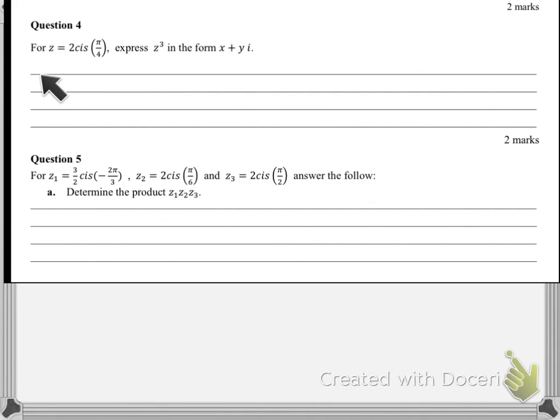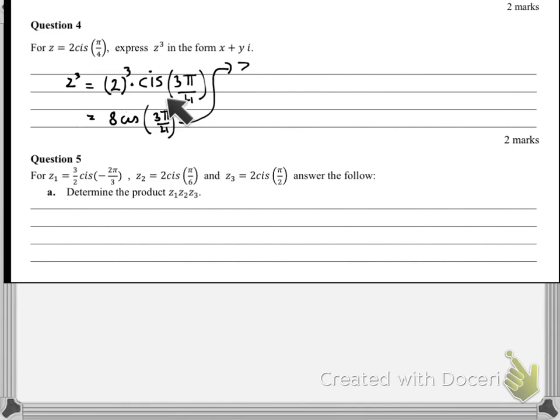Question 4. Now, we've got z is equal to 2 cis π/4. We've got to work out z to the power of 3. Alright, so it's like De Moivre's theorem. Z to the power of 3, we take the r to the power of 3, and then we have cis of 3 times π/4. It gives you an 8 cis 3π/4.